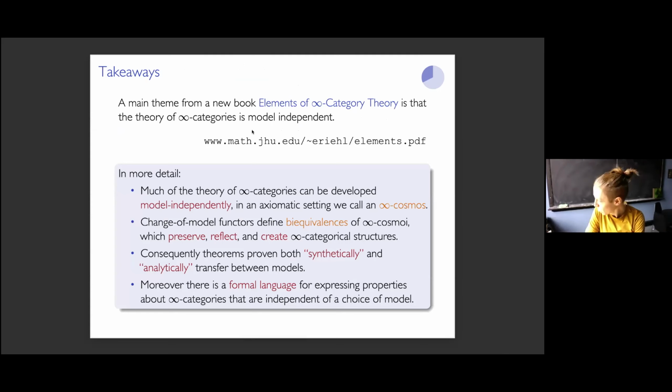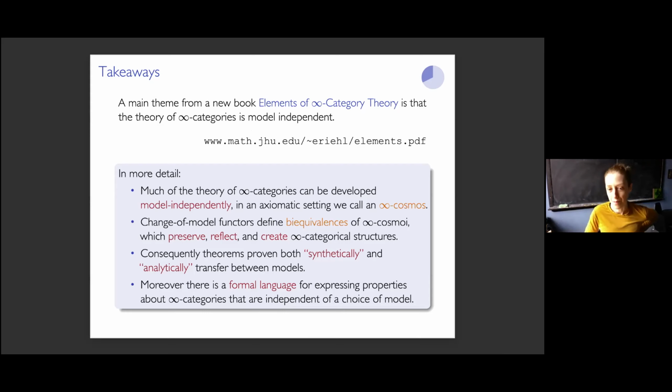So it does not require you to firstly develop the theory of infinity categories in one model and then transfer it to other models. We work in what I would describe as a synthetic fashion, where we are phrasing our results in a language that can apply to all of the models simultaneously, as opposed to the traditional approach, which was to phrase definitions in a way that referred to specifics of a particular model. So how this works is we essentially apply the philosophy of category theory to the development of category theory.